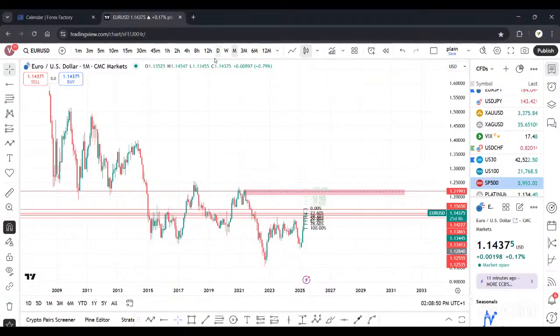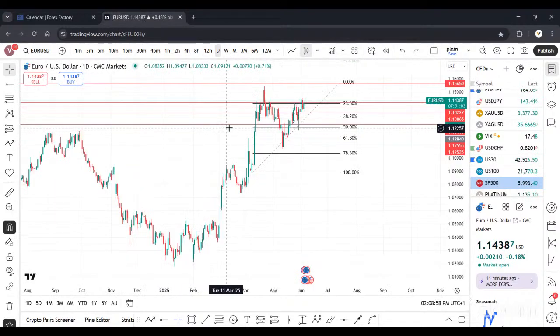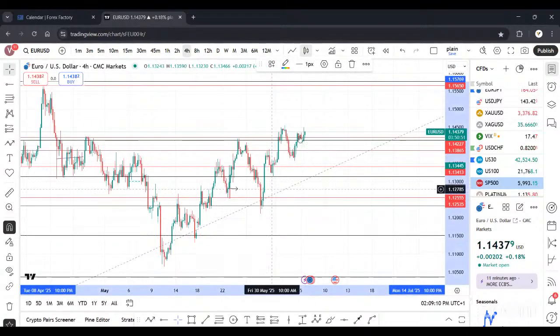Right? And on the weekly time frame, we have also seen price pushing to the upside. And on the daily time frame, fibbing this swing from point A to point B, price held at the 78.6% fib level, and we're seeing some push to the upside. Pretty much the same thing for the 4-hour time frame.